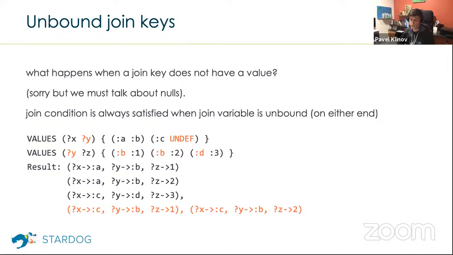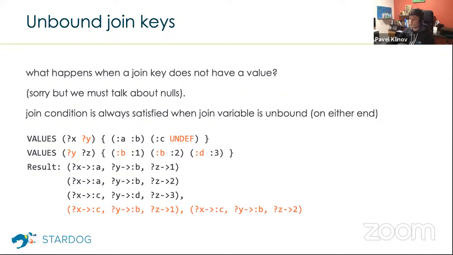So the join condition, to be more precise, the compatibility condition for SPARQL's solution is defined such that every variable which has a value on both left and right side of the join must have the same value. But if the variable does not have a value on either side, then the join condition is automatically satisfied for that variable. And that confuses a lot of people in a lot of different ways.